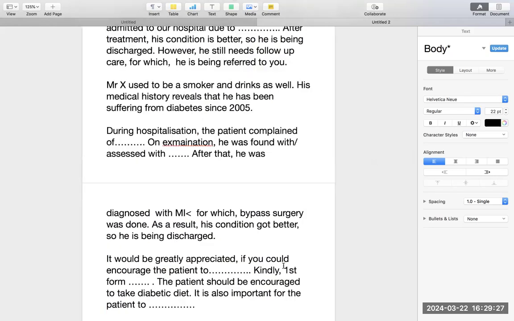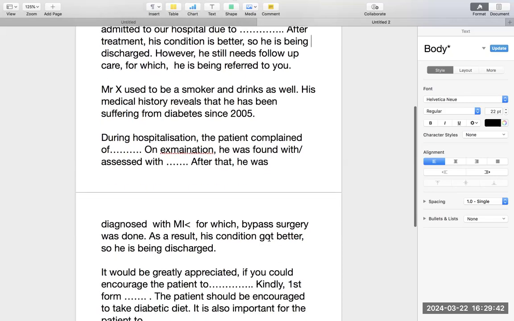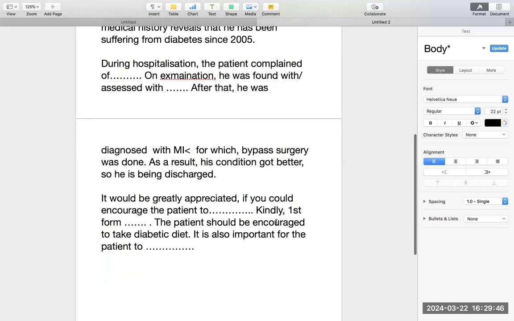End of the during hospitalization letter. How simple. If you count the words: 1, 2, 3, 4, 5, 6, 7, 8, 9, 10, 11, 12, 13. I'm not counting these words because I have missed some. 14, 15, 16, 17. If I write out the words, 17 into 10 is around 170 words. And we have to write 190 to 200.